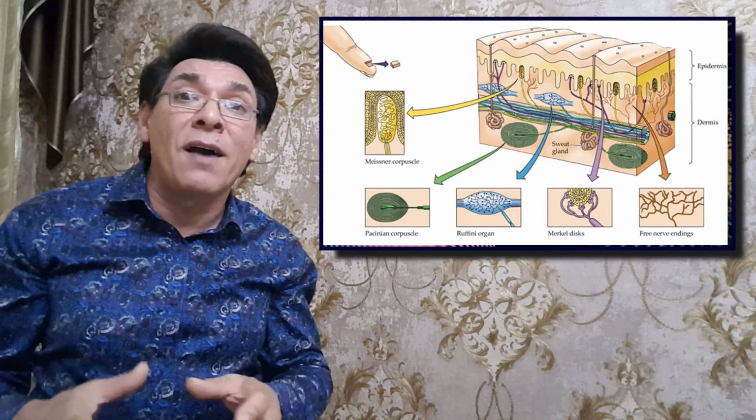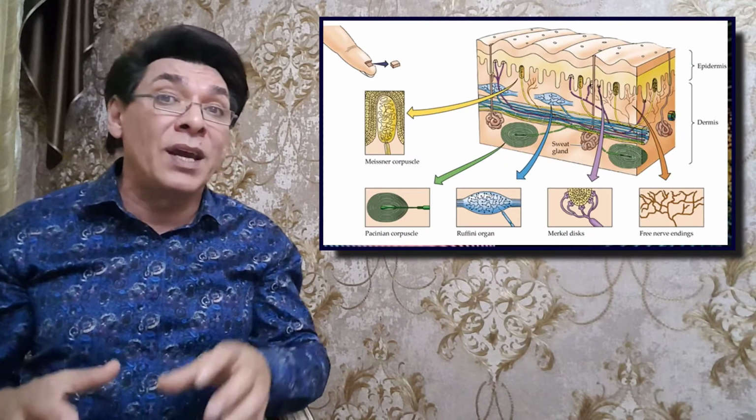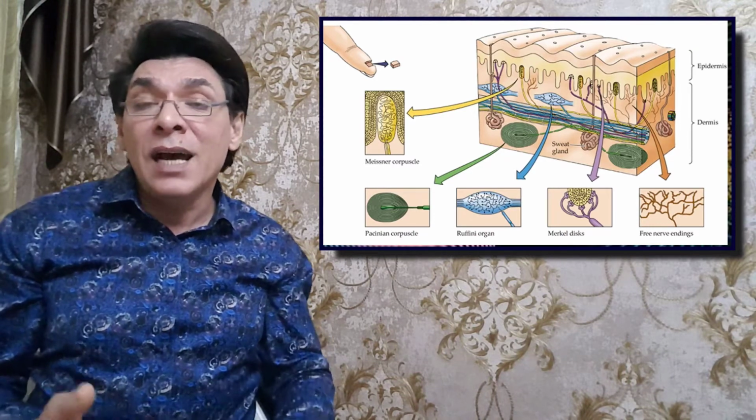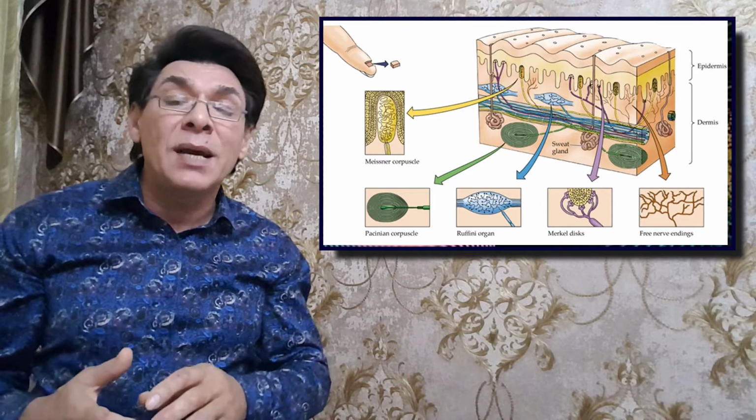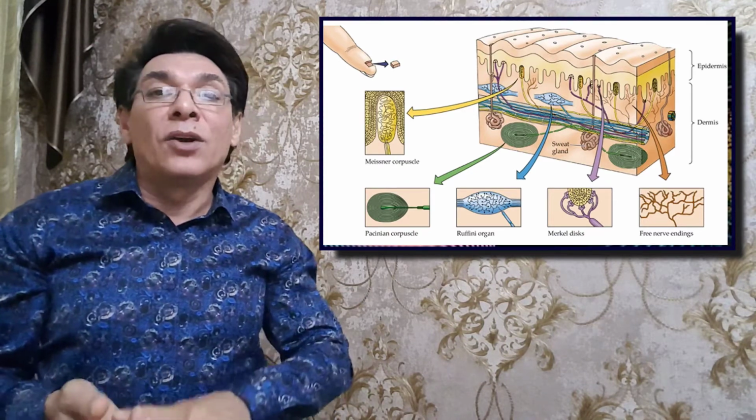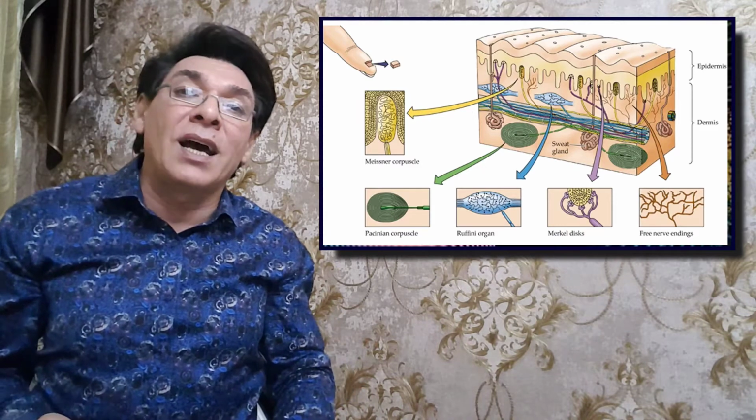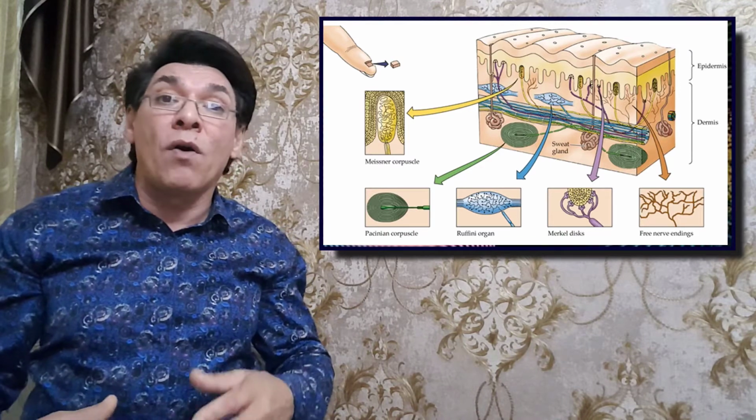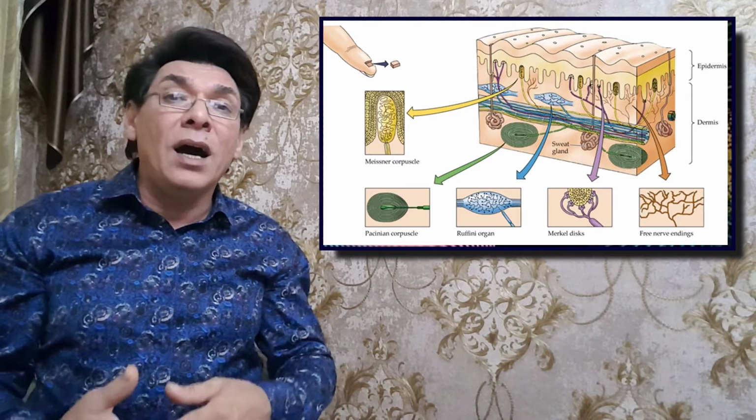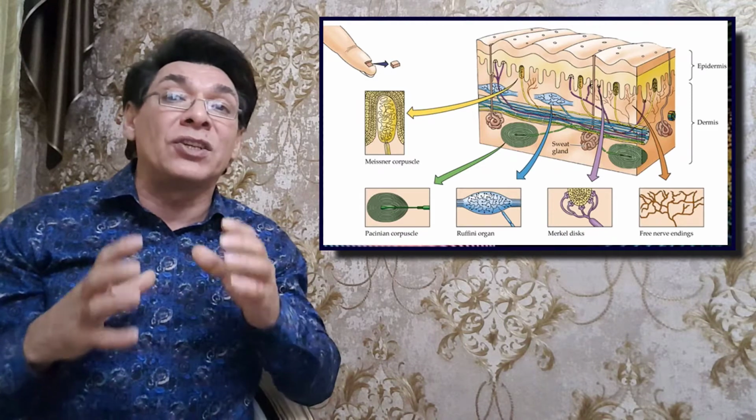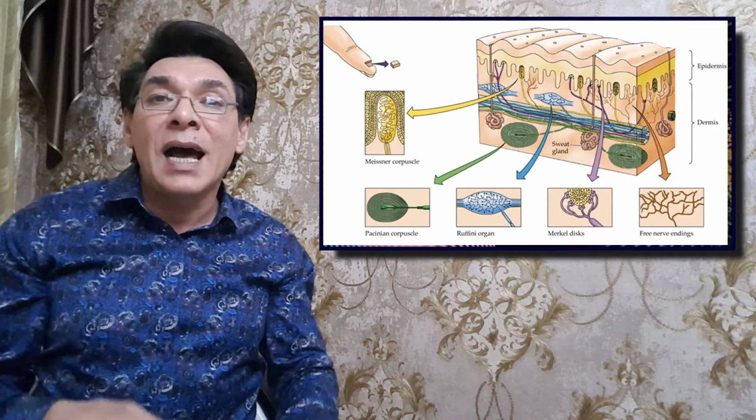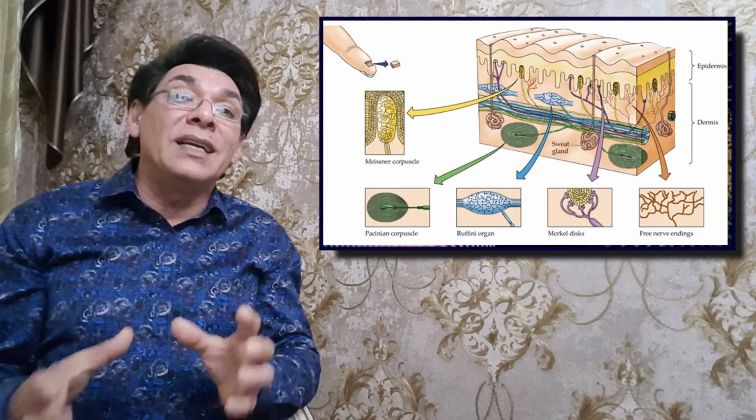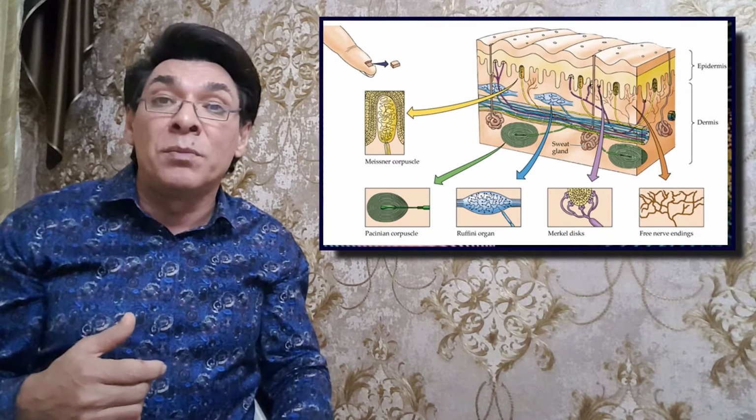Unencapsulated receptors have no connective tissue wrapping around them and are relatively simple in structure. The three types of unencapsulated receptors are free nerve endings, root hair plexuses, and tactile discs. Free nerve endings are terminal branches of dendrites. They are the least complex of the tactile receptors and reside closest to the surface of the skin, usually in the papillary layer of the dermis.